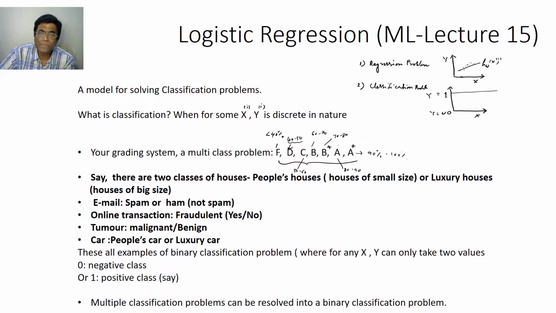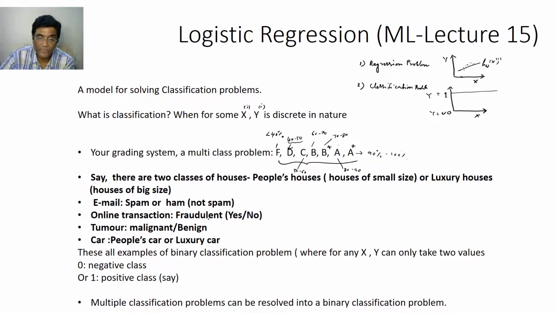And this classification problem is widely used for classifying, as I said, luxury house, people's house, people's car, luxury car. Then in email classification, it could be two classes: spam, you are getting a lot of spam, or ham, not spam, right?